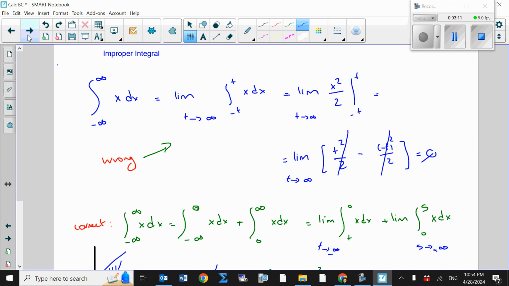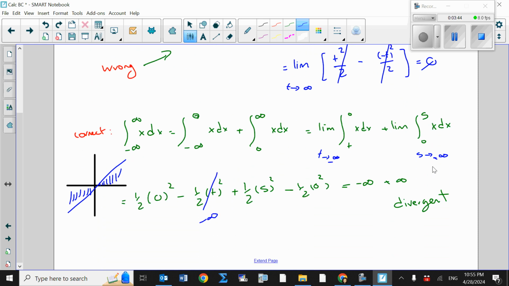Here's the other example that could happen when they're trying to take an improper integral. We want to find the integral from negative infinity to infinity of x. They simply write, okay, this is the limit from negative t to t when t goes to infinity. They go to the next step and plug in t and negative t, and they end up canceling these two. They say this is equal to 0, which is wrong.